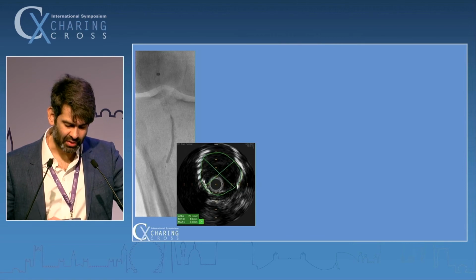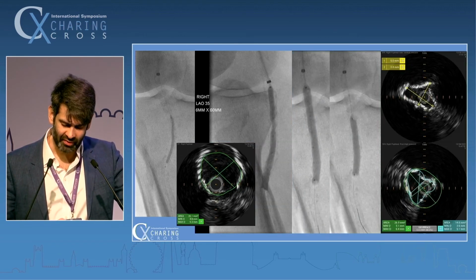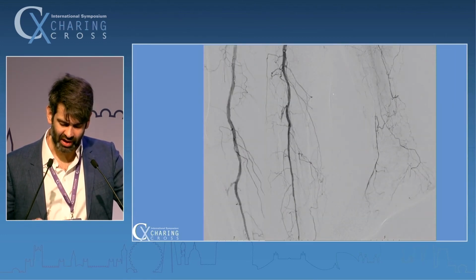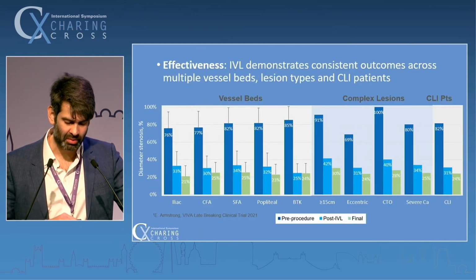You can see the IVUS image, a tightly calcified stenosis. I have to do a little bit of pre-dilatation to get the Shockwave balloon through, but you can see this very, very pleasing result with the intravascular ultrasound and excellent flow on the final angiogram, again, without having to stent, without having to cause a problem to the runoff.